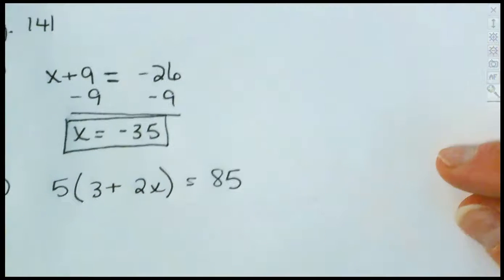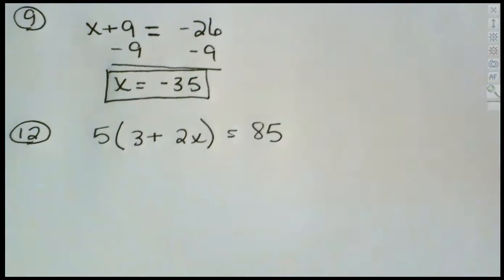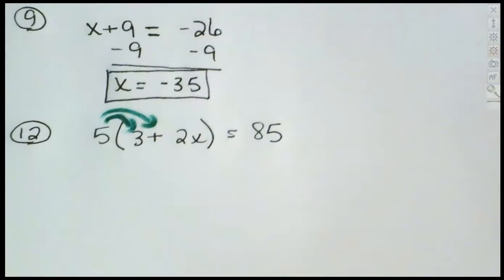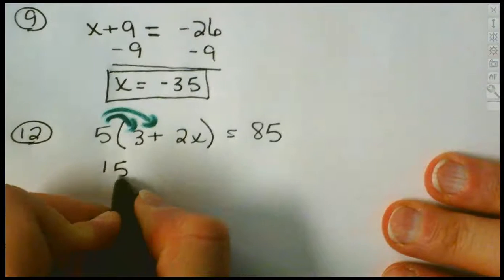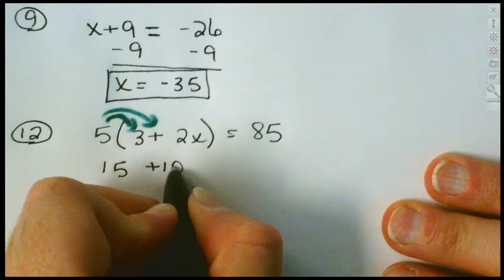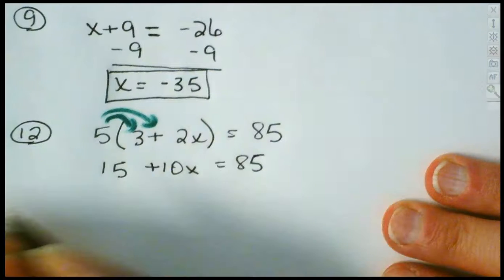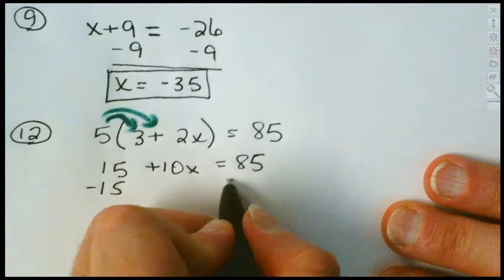Is everyone okay with how I did that? So the 5 was out in front because of the parentheses there. Distribute that 5 through. And that leaves me now with 15 plus 10x equals 85. We'll move that 15 over.